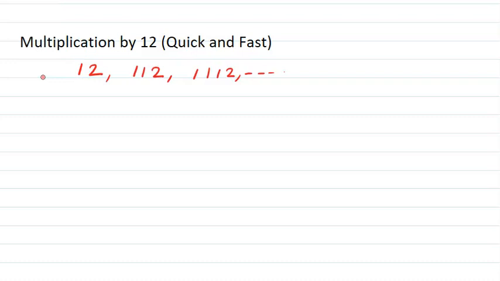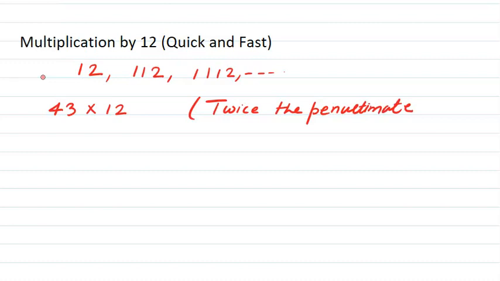To start with, I take an example. Suppose I have to multiply 43 by 12. What is the rule that we are going to use to multiply that? The rule is twice the penultimate and the ultimate. Ultimate means the last number. Penultimate means the number appearing before that, right?